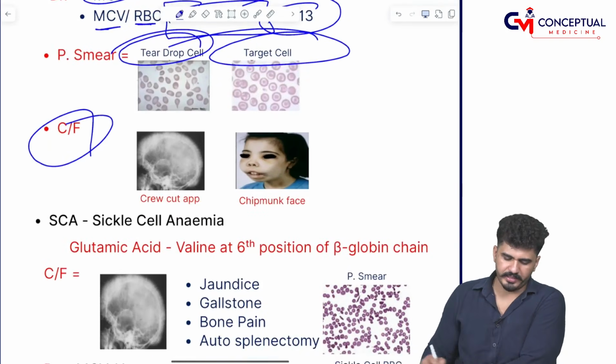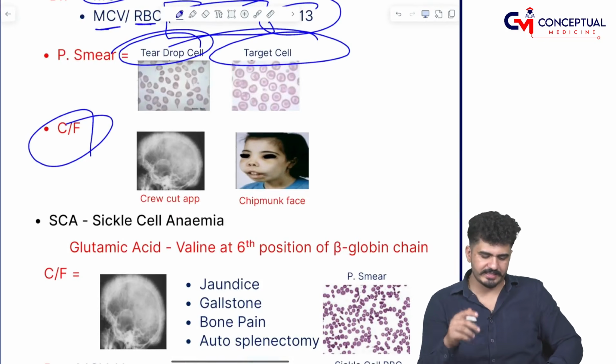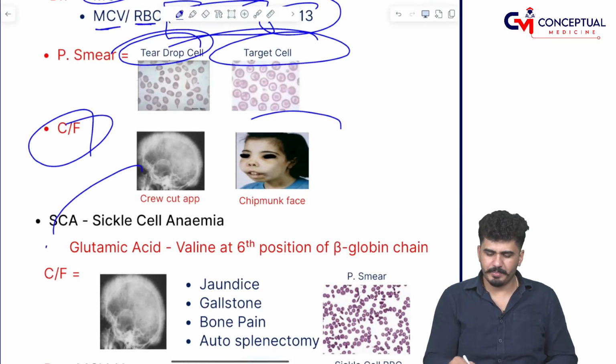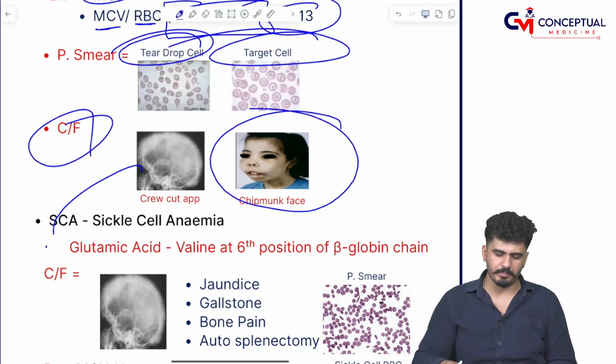Plus, in clinical features, crew cut appearance, which is a feature of both beta thalassemia and sickle cell anemia. Both of them you will see this. Plus additional to this, in beta thalassemia you will see chipmunk facies.